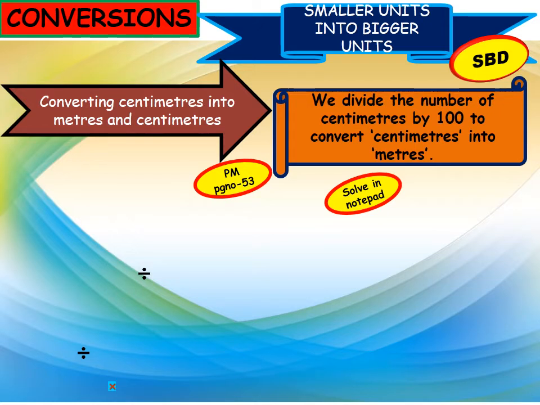Now let's continue the conversion of smaller units into bigger units. That is SBD. Third example, converting centimeters into meters and centimeters. So for this, we divide the number of centimeters by 100 to convert centimeters into meter. Let's see an example for this.